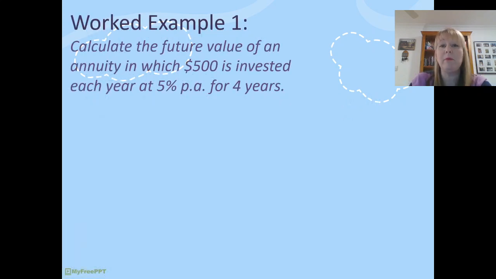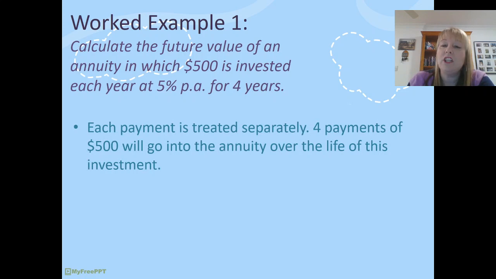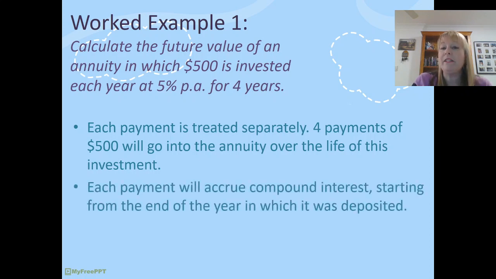In this particular worked example, we've got a fairly simple one here. It's a future value of an annuity where $500 is invested every year at 5% per annum for 4 years. So there's no compounding periods within the year, so we don't have to do any transformations to our variables when we get started. So that's great news. Now, each payment that we make, there's going to be 4 payments of $500, and they're going to be made and treated separately. The compound interest is going to be calculated for each of those payments individually. Every one of those payments is going to accrue compound interest, but that will start from the end of the year where it was deposited.